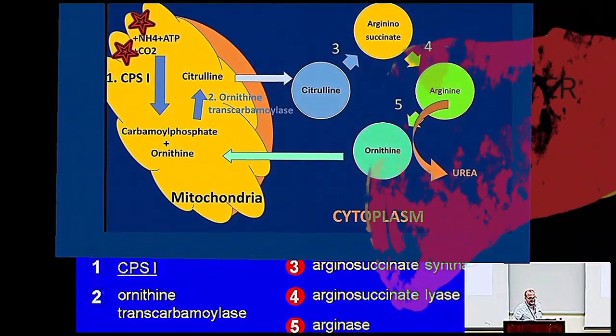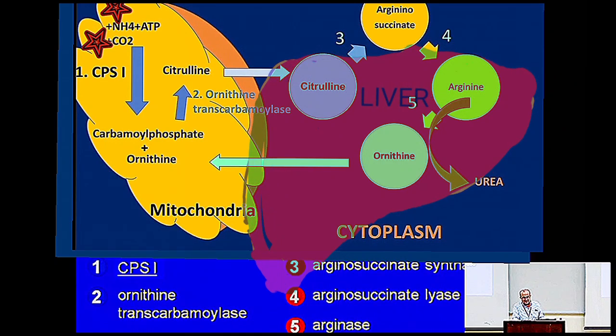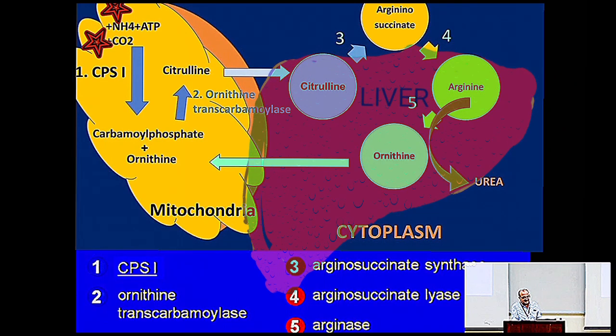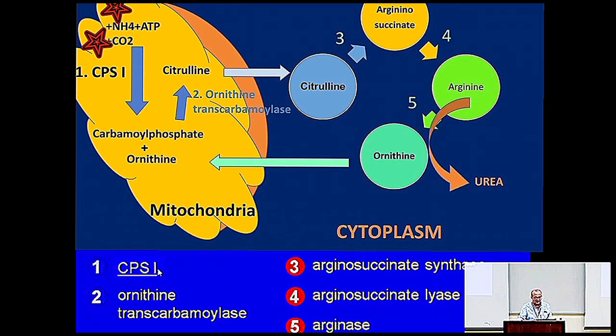Here are all the enzymes that you want to know. The first enzyme is by far the most important enzyme, and it's the rate-limiting enzyme. Carbamoyl phosphate synthase 1 requires CO2, ammonia, and 2 ATPs to form carbamoyl phosphate. The second enzyme is ornithine transcarbamylase. That condenses ornithine with carbamoyl phosphate to form citrulline. Citrulline is now transported to the cytosol.